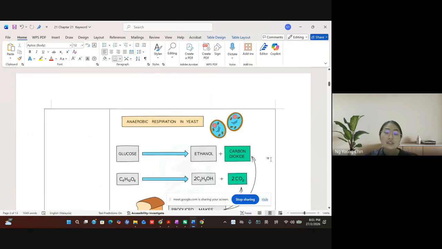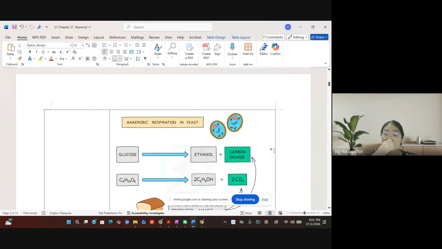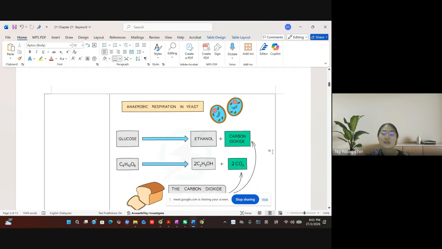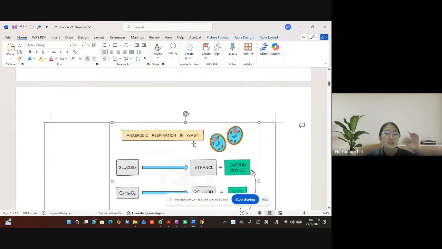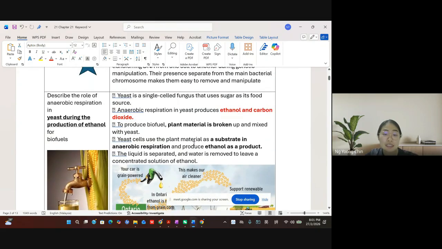So yeast fermentation is a kind of anaerobic respiration. It is known as fermentation because most fermentation is conducted in the condition without oxygen supply. So this process will help to make the biofuel.